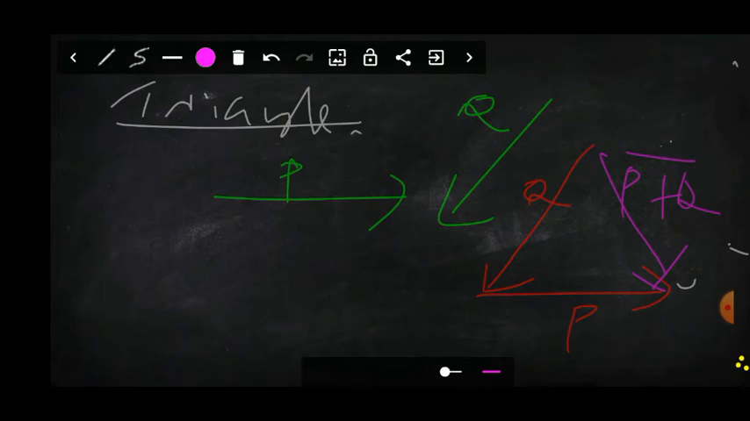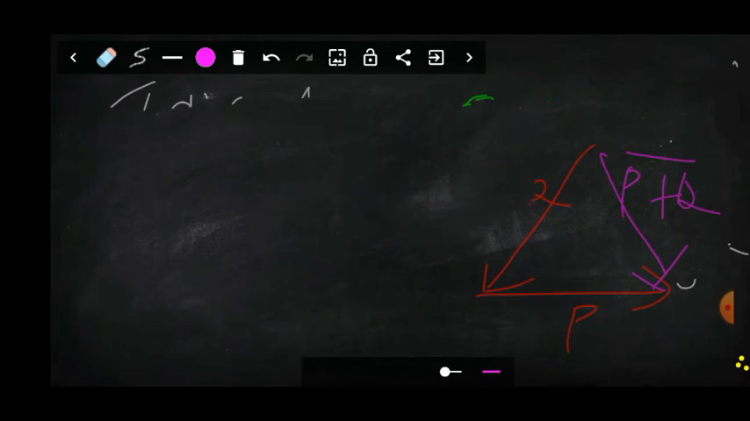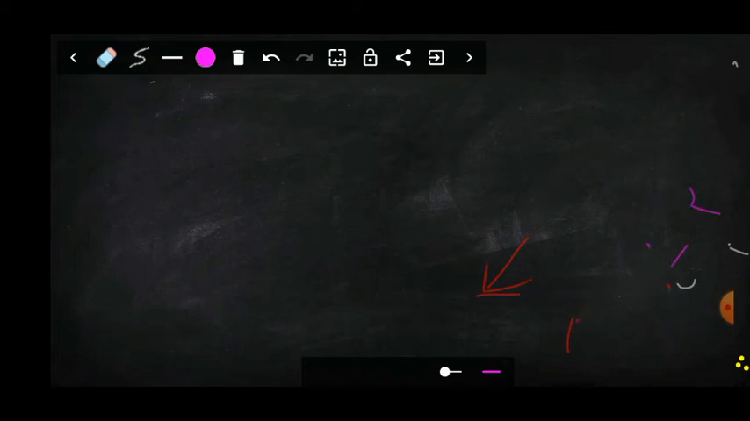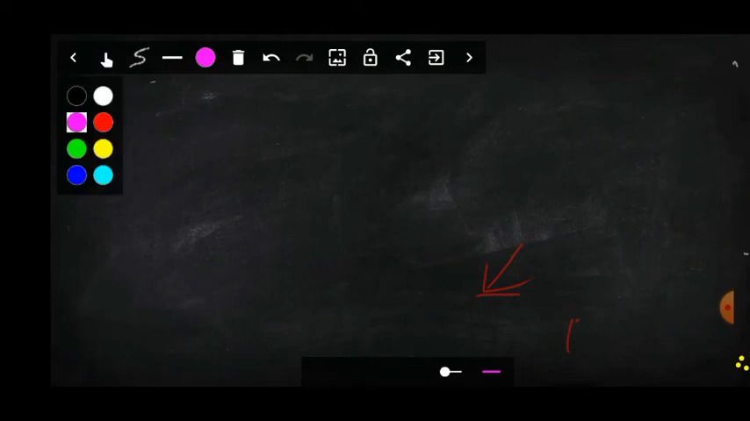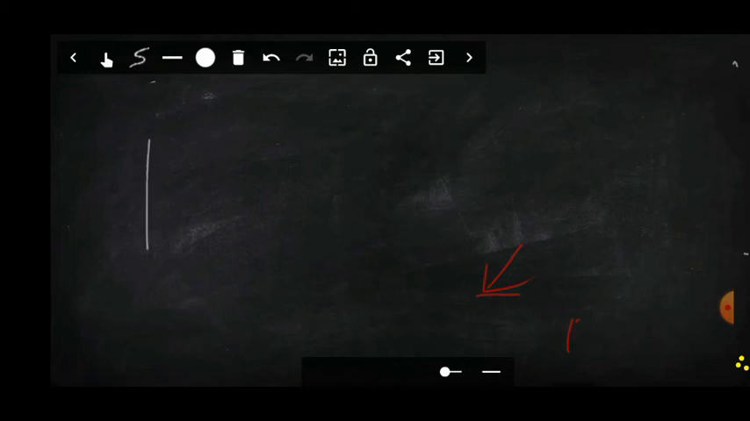Okay, next we have to consider the parallelogram law of vector addition. After the triangle law of vector addition, next we consider the parallelogram law. How do we use this parallelogram law? The same way, here also we have to consider two vectors. Suppose the two vectors we are considering are vector A and another vector, vector B. These two vectors are here.